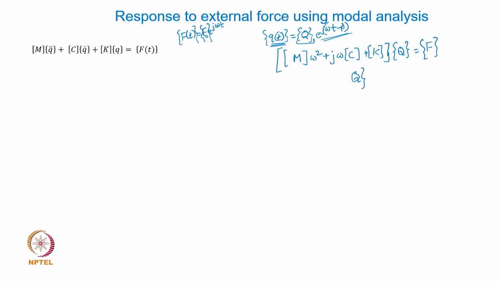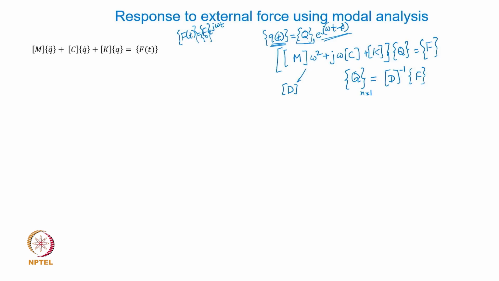So, if I want to know the response amplitude at each of those n degrees of freedom, then what can I do? This entire matrix, which I can call a dynamic matrix, I will invert and multiply with the external force vector. Can I do that? This also is one way of finding out the response.